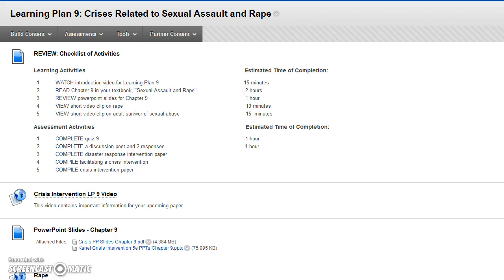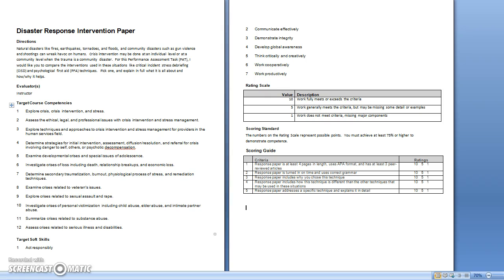The assessment activities include completing a quiz on Chapter 9, completing a discussion post and 2 responses, and it is also suggested that you complete your disaster response intervention paper during this learning plan, and we'll go over that in a moment. As always, continue compiling your crisis intervention paper and compile your facilitation of the crisis intervention. Let's further discuss your disaster response intervention paper.